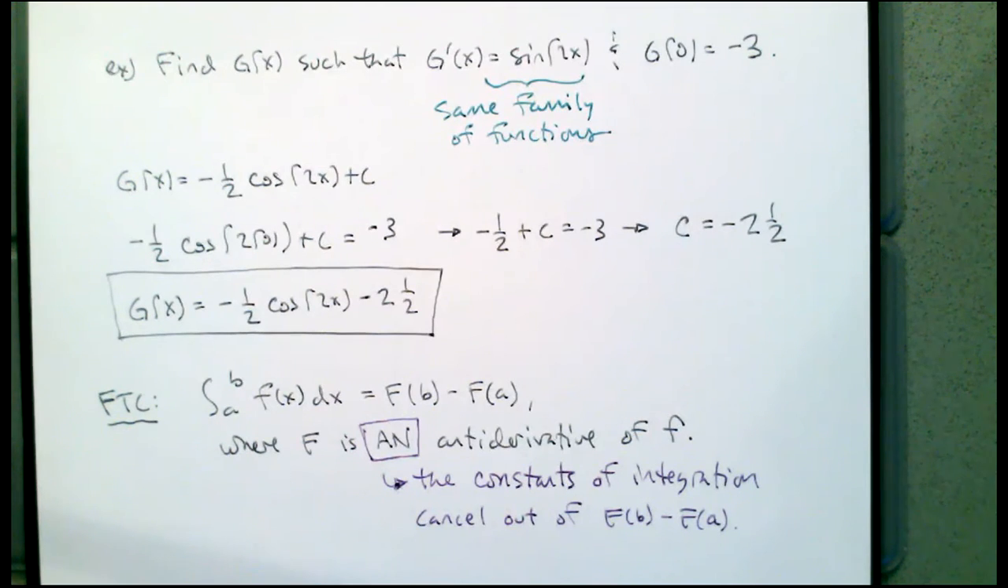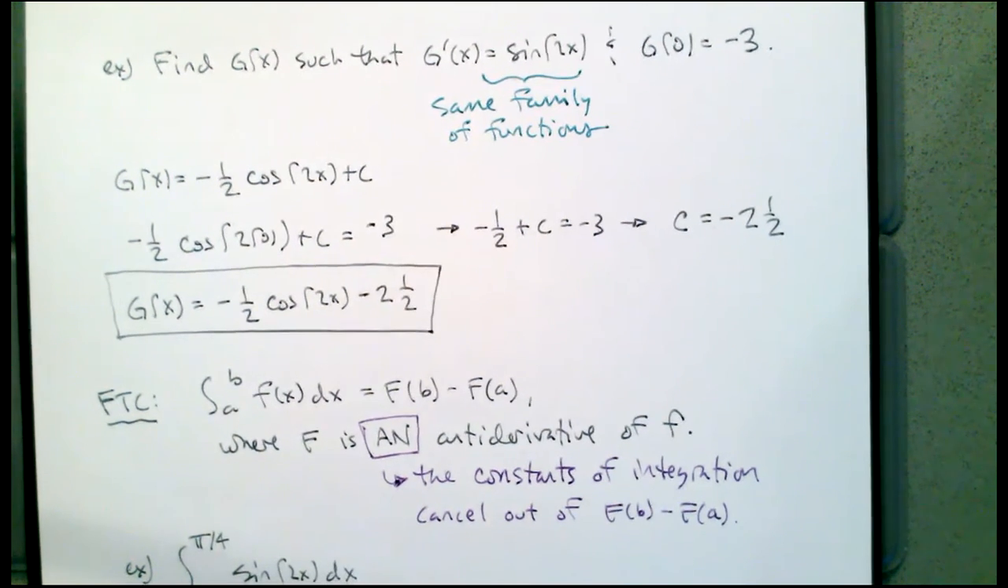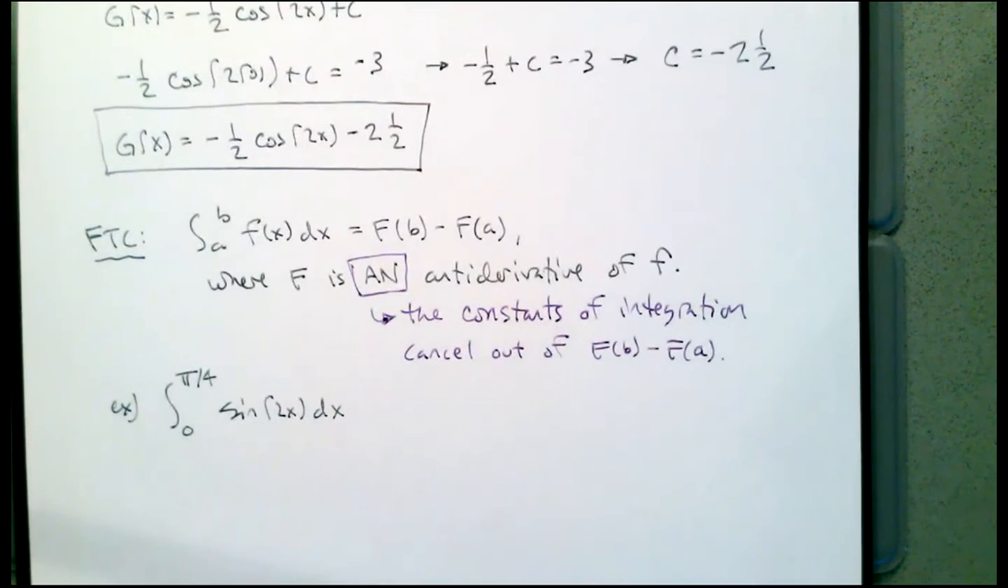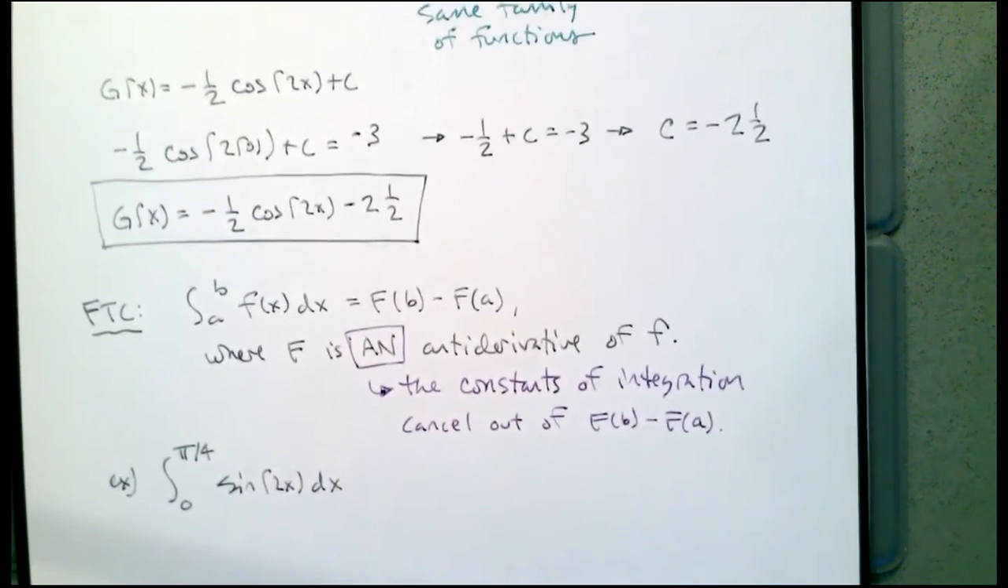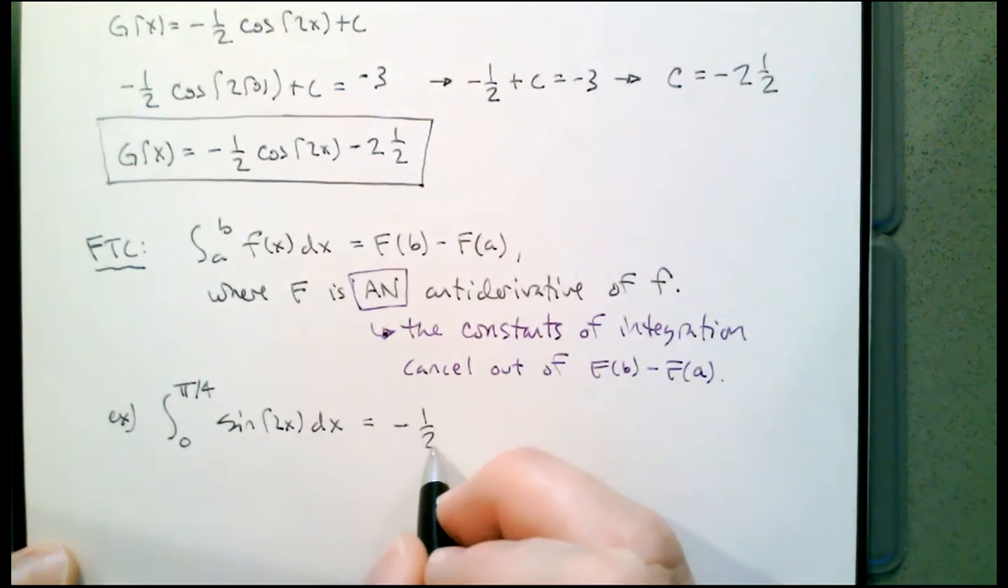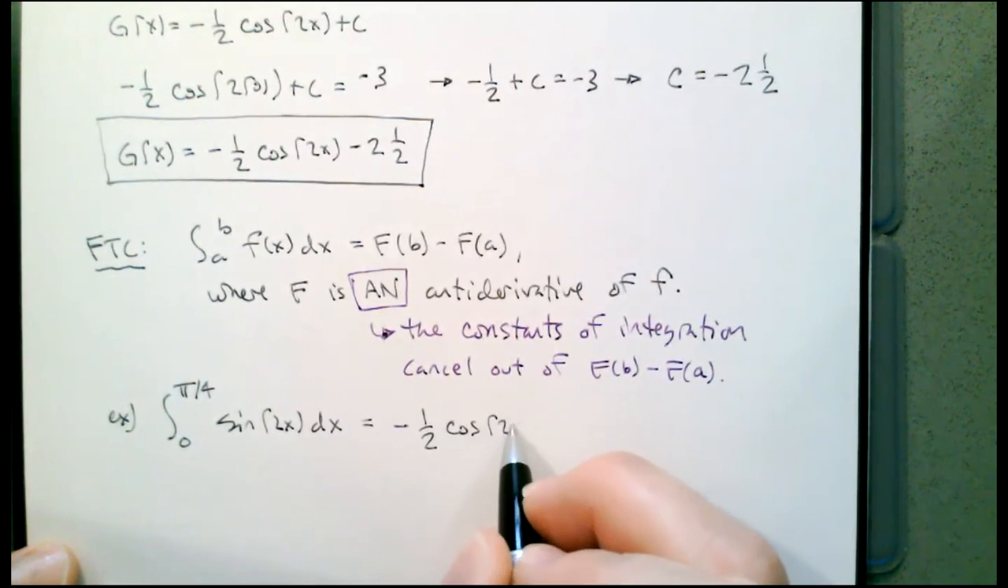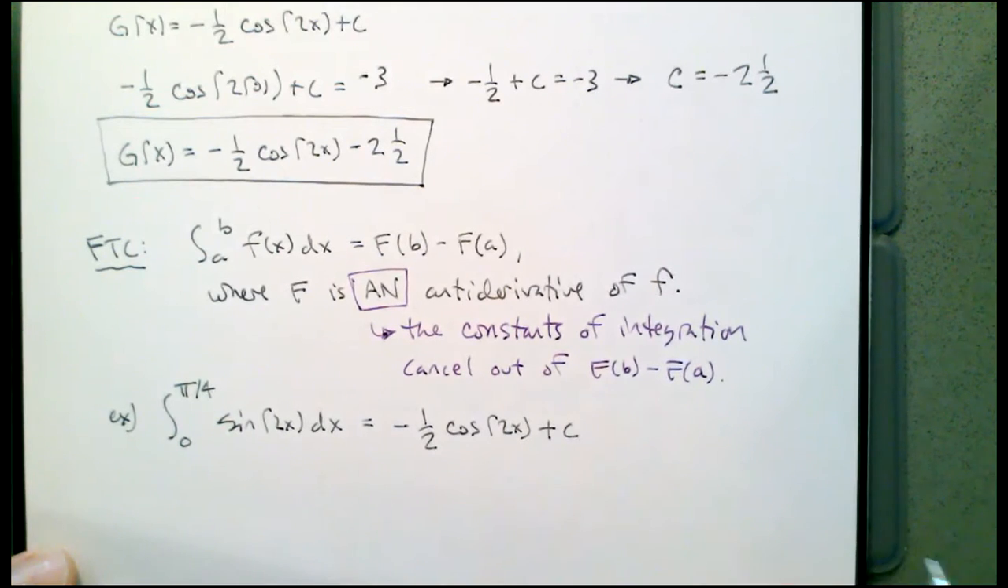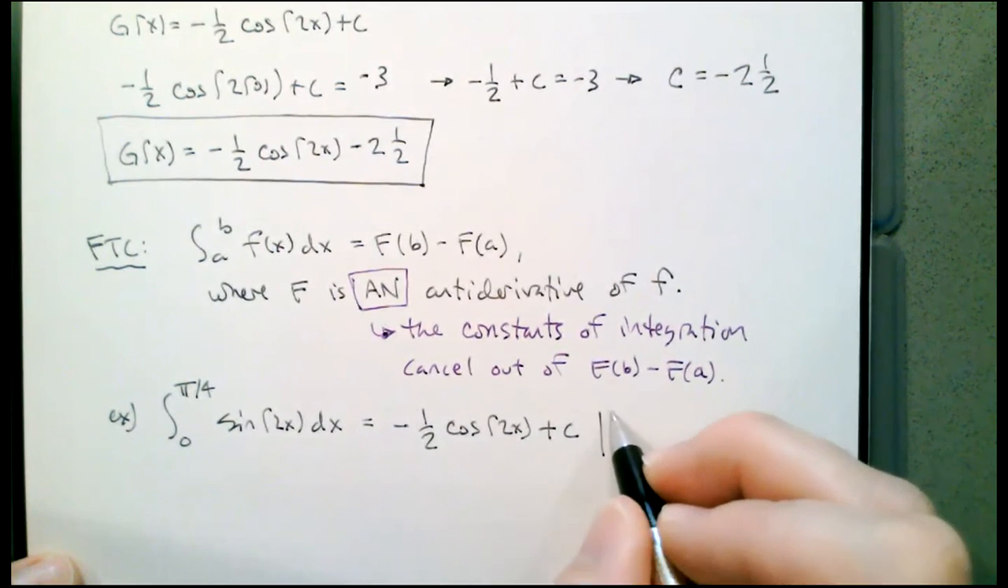For example, if we have the integral from 0 to pi over 4 of sine of 2x dx, we need to find an antiderivative of sine of 2x, which we may remember from our previous example because lazy teacher is lazy. So we find the antiderivative, which will be minus 1/2 cosine of 2x. If we have the plus c, it's not going to make a difference. We evaluate this from 0 to pi over 4.